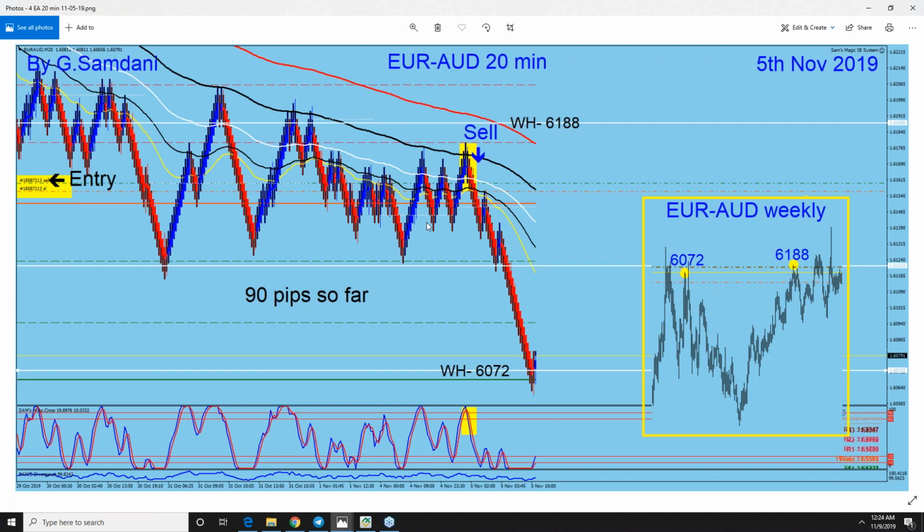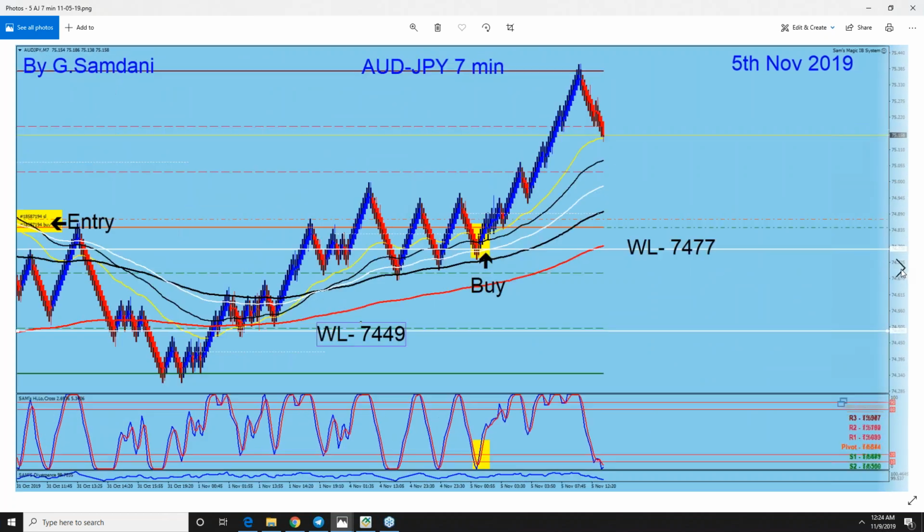We held this number as a resistance, dropped to this number, went up a couple of entries and straight down to 60.72. So from this to this, it doesn't look like anything from here, right? But you can see here 90 pip from this. This is the beauty about this system.